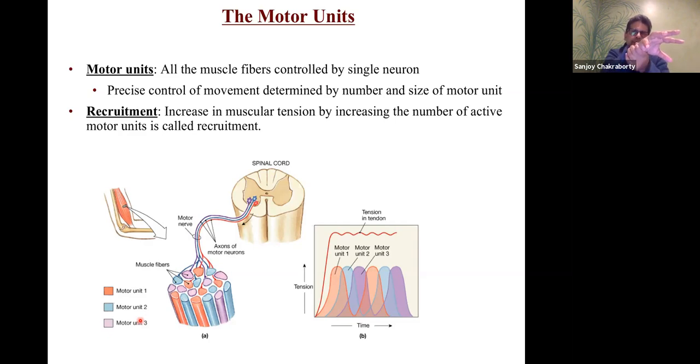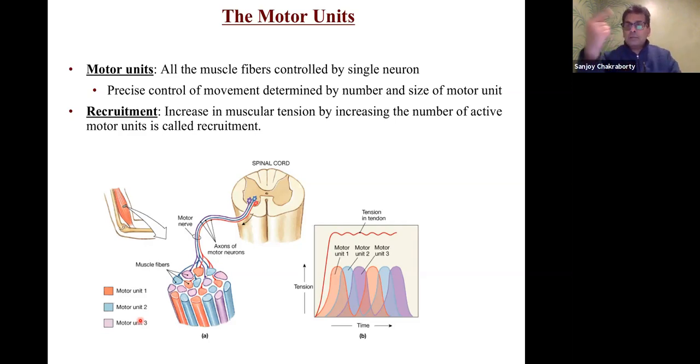They're controlling 5 muscle cells. And in another case, one neuron controlling like 50 muscle cells. So we consider that controlling 5 muscle cells is more precise. That is called motor unit, meaning how many muscle fibers are controlled by one neuron. So more motor units means more neurons, and a smaller number means the ratio will be less.